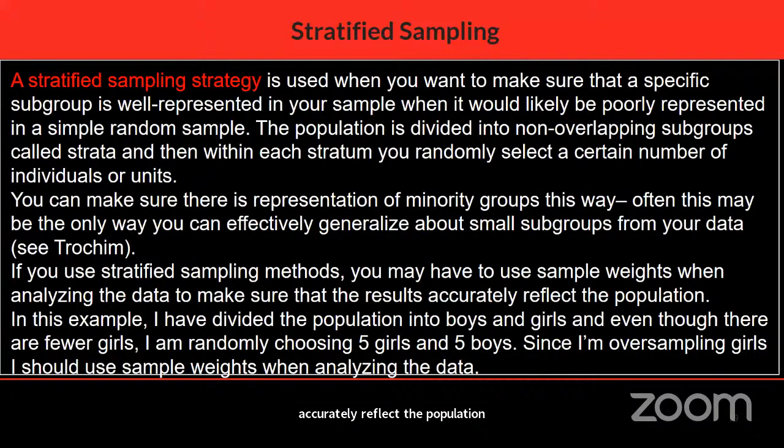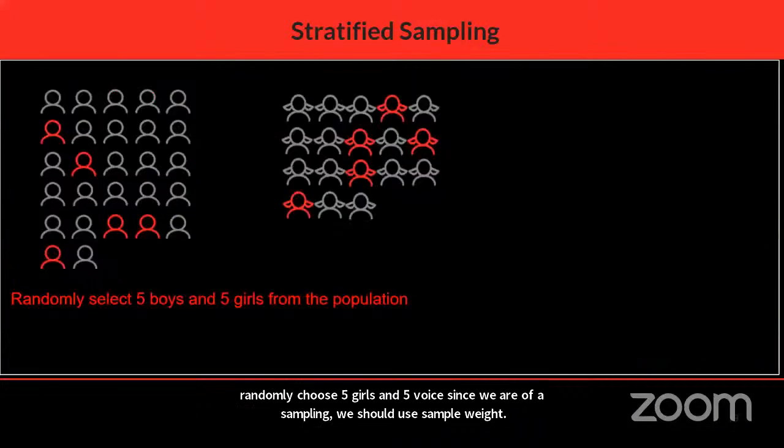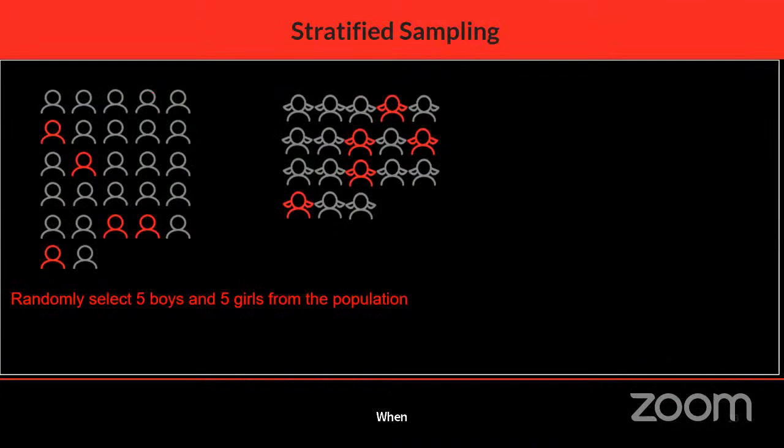We have an example below. In the example, we have divided the population into boys and girls. And even though there are fewer girls, we randomly choose 5 girls and 5 boys. Since we are oversampling girls, we should use sample weights when analyzing the data, as in this. We randomly select from a group, select 5 boys, 5 girls, put them together, then randomly select from the population.